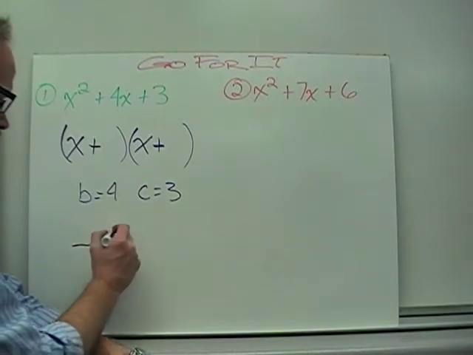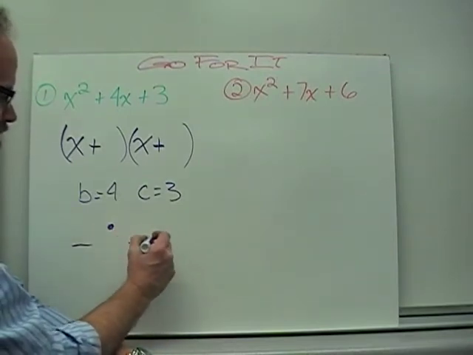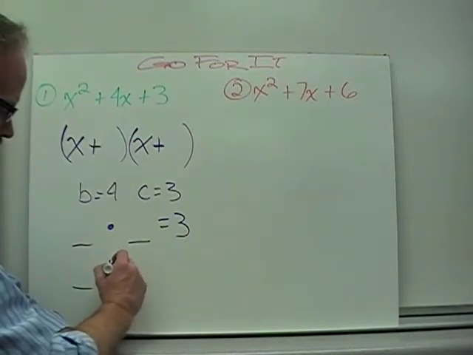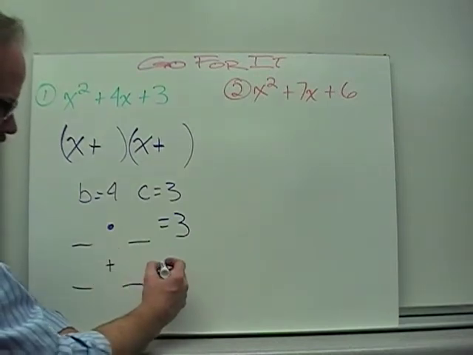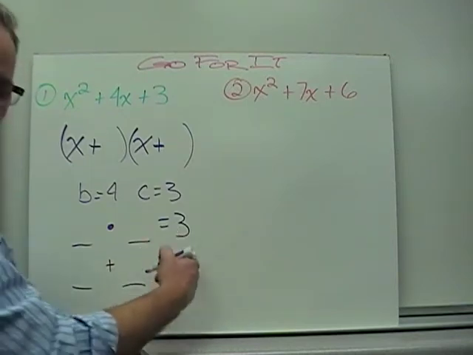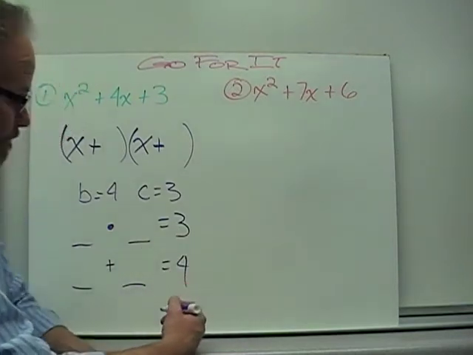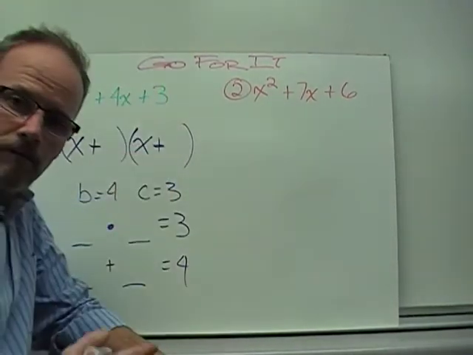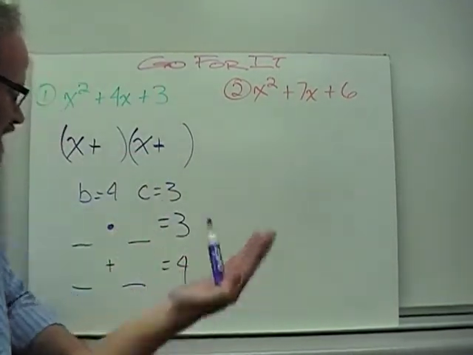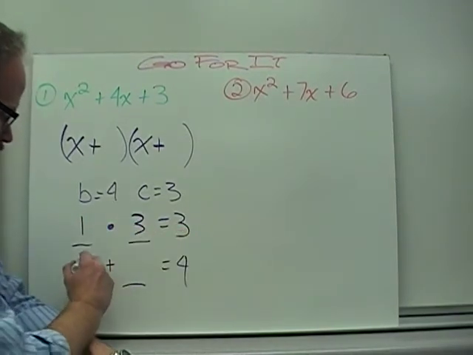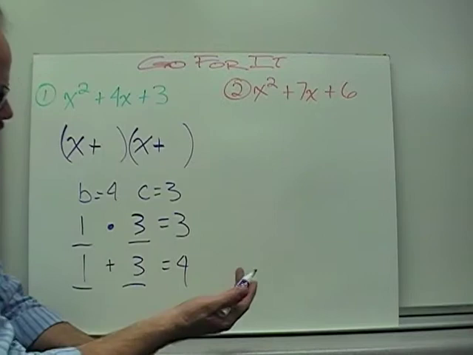And I'm thinking, well, what two numbers, when I add and when I subtract them, when I multiply them and when I add them, will give me these results right here. Well, what are some factors of 3? 1 and 3. That's all I got. 1 times 3 is 3. 1 plus 3 is 4.